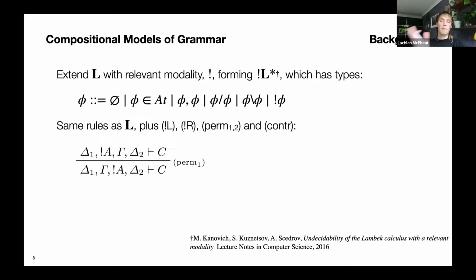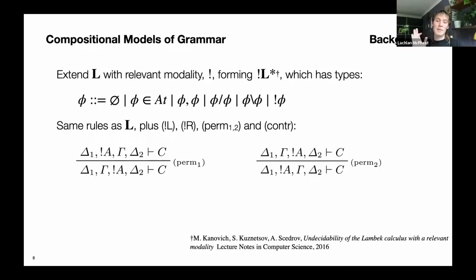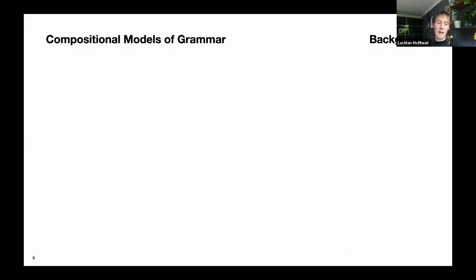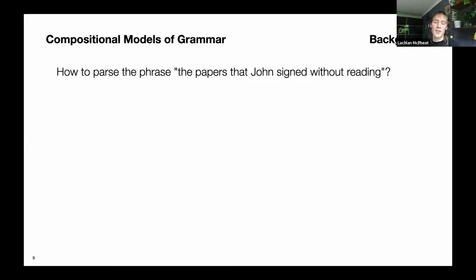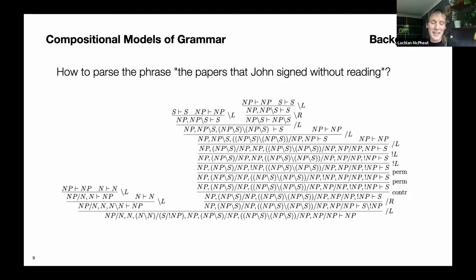Permutation 1 says that bang types on the left of a sequent can be moved to the right of an adjacent type. Similarly, permutation 2 says that bang types can be moved to the left of adjacent types. And contraction says that if we repeat a bang type in the left of a sequent, we can contract them to a single instance, right? And with this new system, with this new logic, we can actually pass the phrase papers that John signed without reading. And it looks like this, which is kind of intimidating. Well, I think it looks intimidating and I work with this.